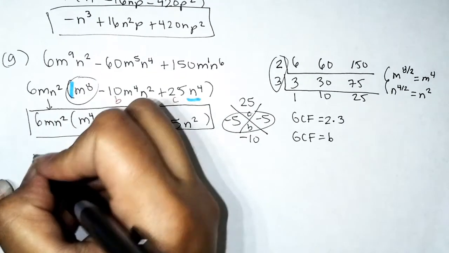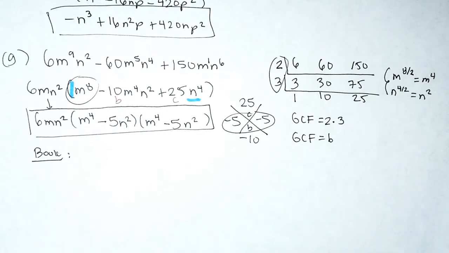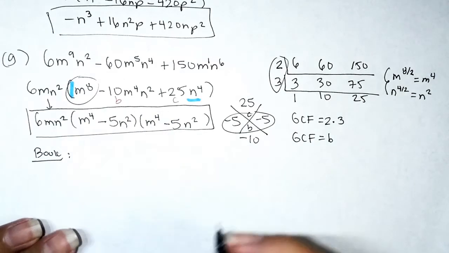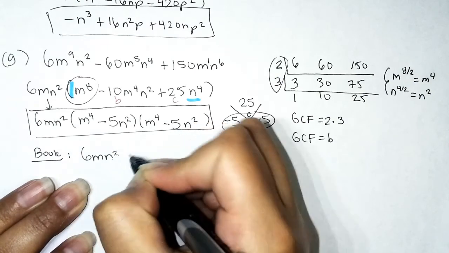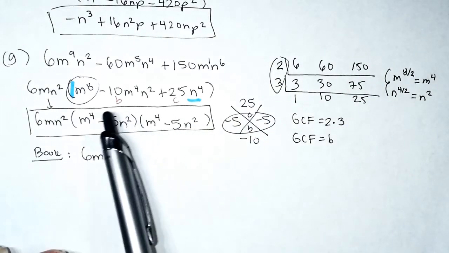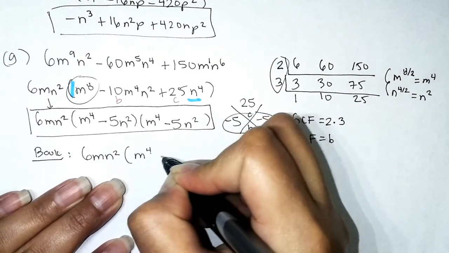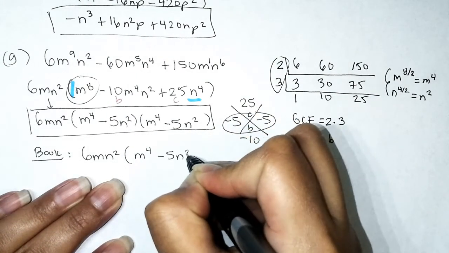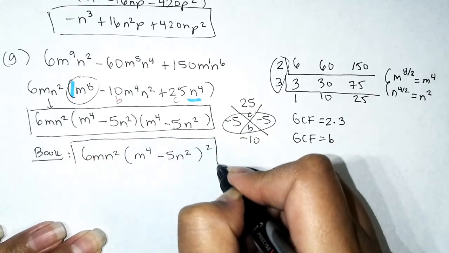But I'm going to tell you what the book says. The book will usually write exponents for repeated factors. So they will write 6mn squared times, and they'll use exponents for repeated factors. So it'll be m to the 4th minus 5n squared, and then we square it. The book cannot read your mind.